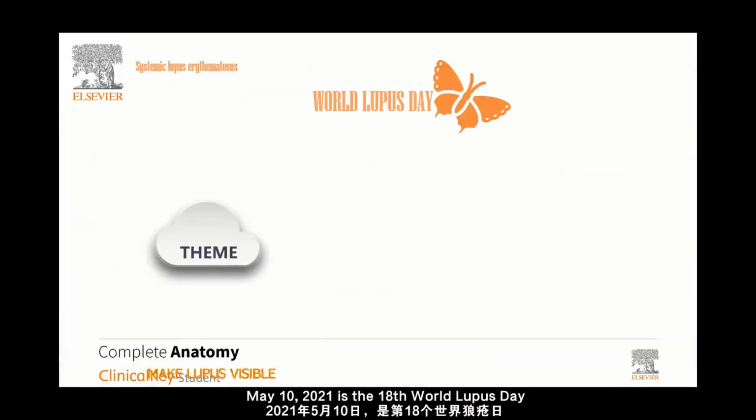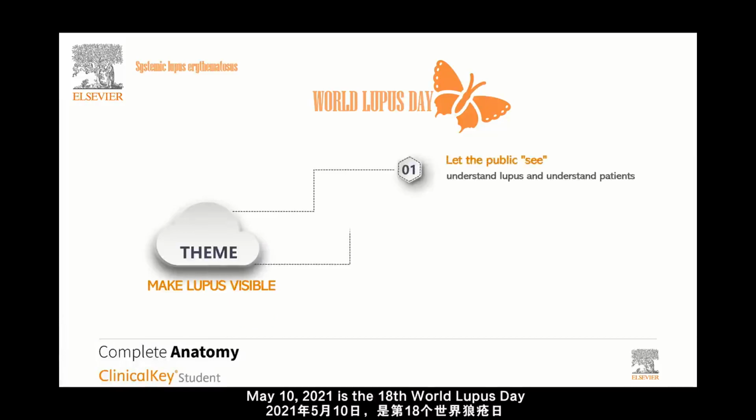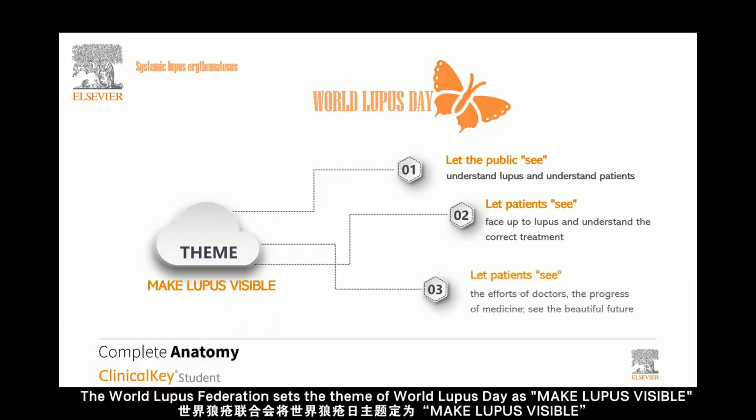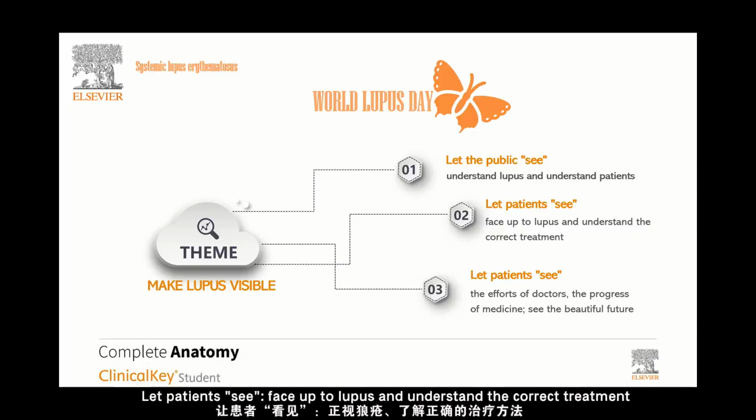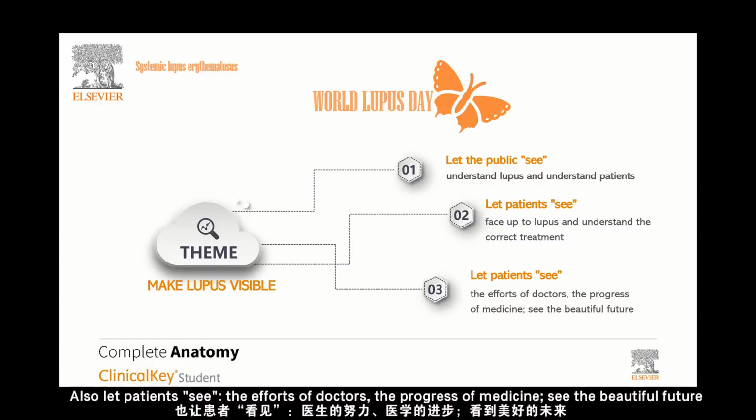May 10, 2021 is the 18th World Lupus Day. The World Lupus Federation sets the theme of World Lupus Day as Make Lupus Visible. Hope to let the public see and understand lupus, and understand patients. Let patients see, face up to lupus, and understand the correct treatment. Also, let patients see the efforts of doctors, the progress of medicine, and see the beautiful future.